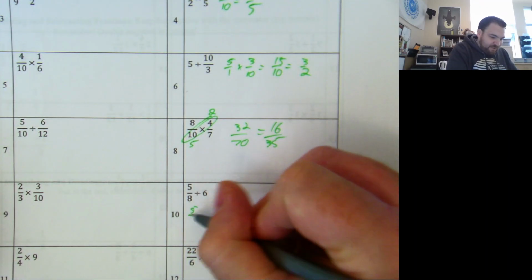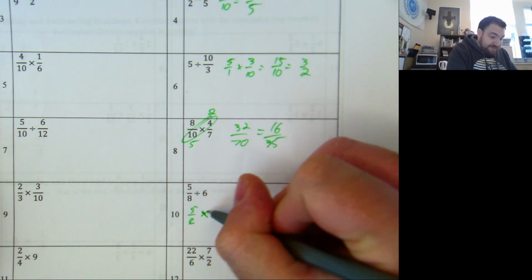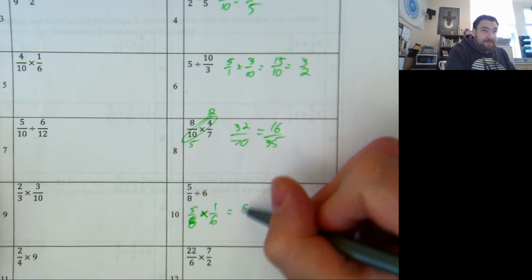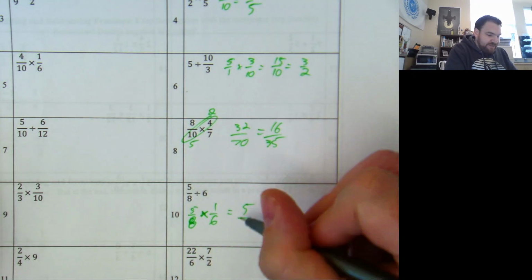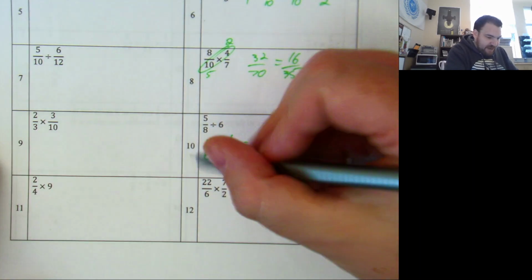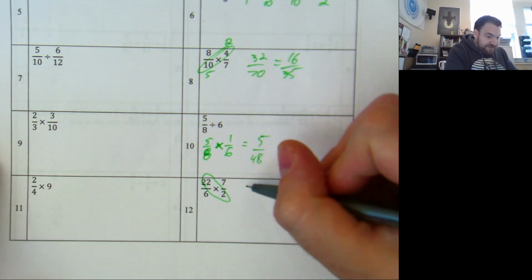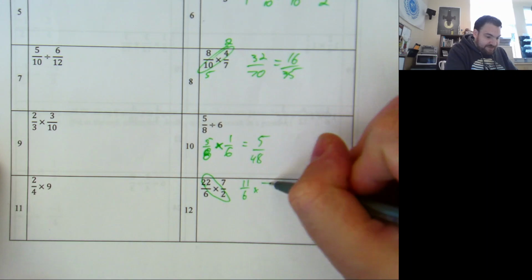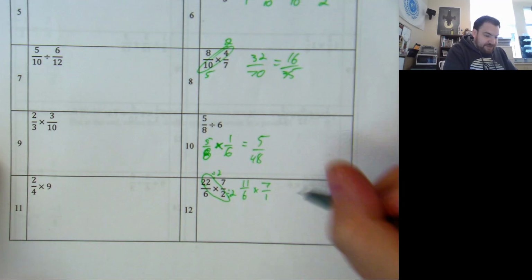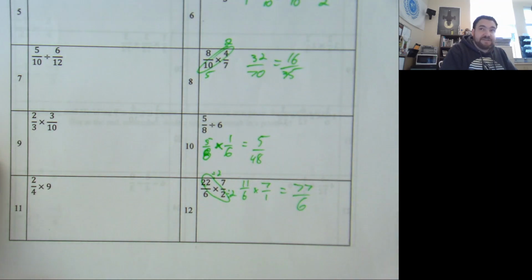This one would have been 5 over 8 times 1 over 6. There is no cross-simplifying to happen there. Just let them walk in and sit down. Nobody needs to make a comment. 5/8. We're going to cross-simplify here. This is going to become 11 over 6 times 7 over 1, because I can divide each of those by 2. This is going to become 77 over 6.